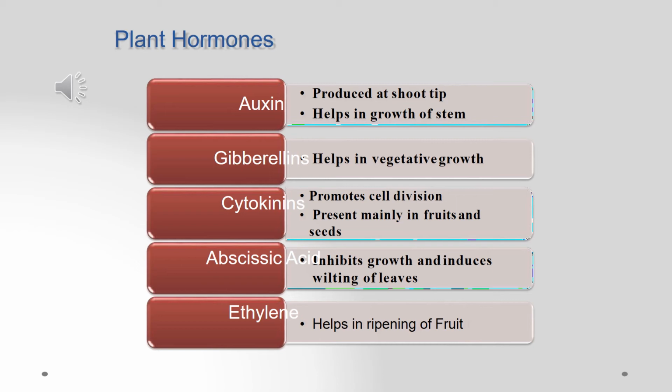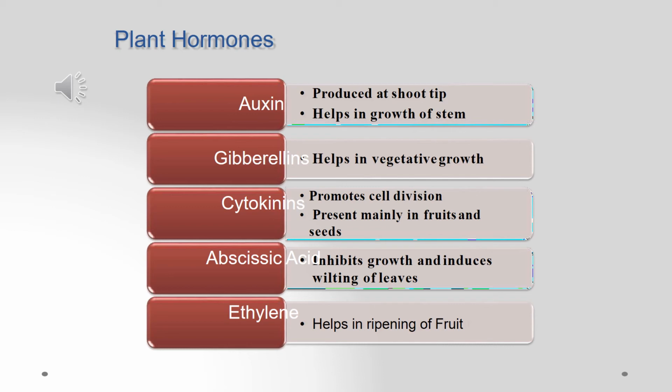Okay, auxin, they are produced at the shoot tip and the root tip. They help in growth of the stem. Gibberellins also help in vegetative growth, the cell growth, cell enlargement, all these things will be done by auxin and gibberellins. Then we have cytokinins, they also help in cell division. They also are present in fruits and seeds. If you see fruits and seeds, they also need more cell number. So, that is done by the cytokinins. So, these 3 are the growth promoters.